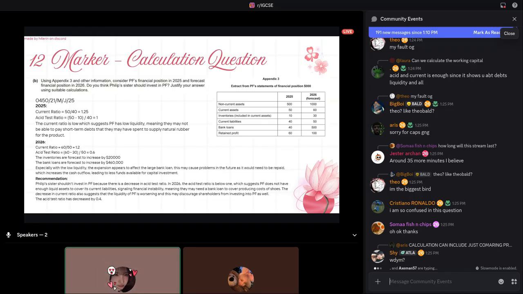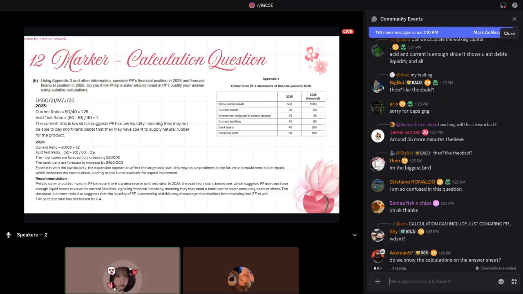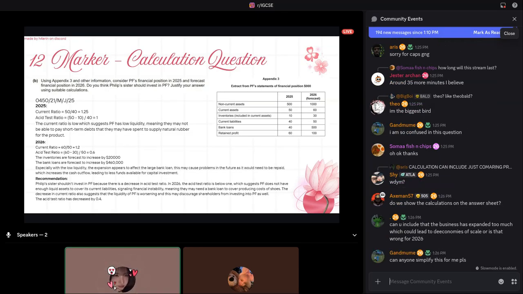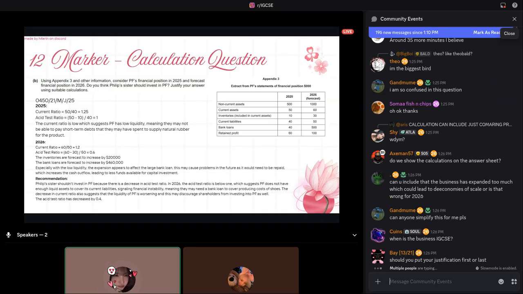This means they may need a bank loan to cover production costs of the shoes, which is my application once again. The decrease in current ratio also suggests that the liquidity of PF is worsening, and this may discourage shareholders from investing into PF as well. You can see the acid test ratio has also decreased by 0.4. So you can see that I had a factor here that influenced my decision, which is the acid test ratio. So it's very recommended to have a deciding factor on why you did not choose that decision.